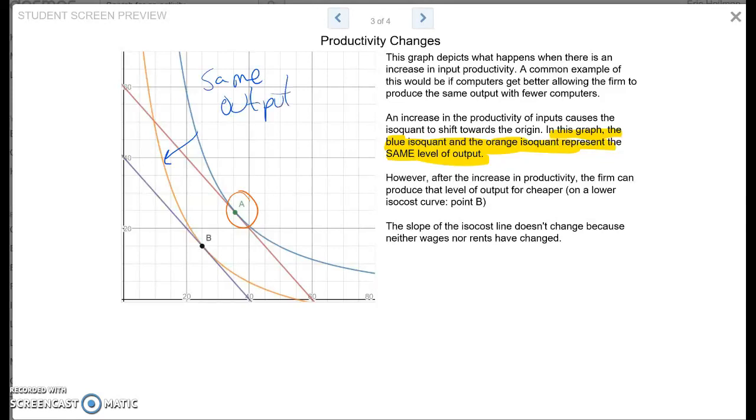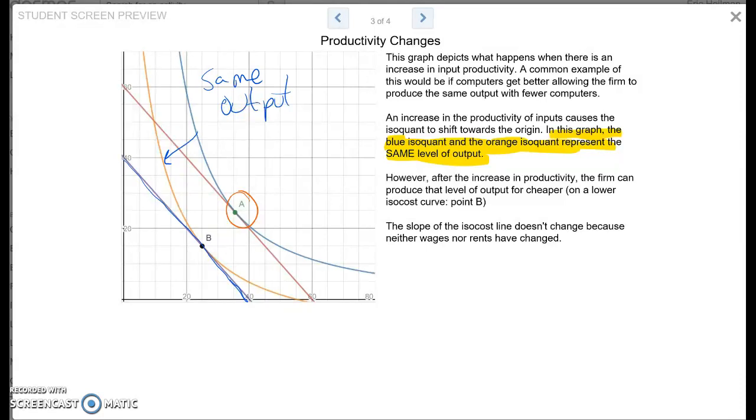So the increase in productivity shifts the isoquant inwards. Now the orange isoquant represents the original amount of output, but I can produce it at a lower cost. So we are on a lower isocost line because, since my inputs got more productive, I can produce more with the same amount of inputs.